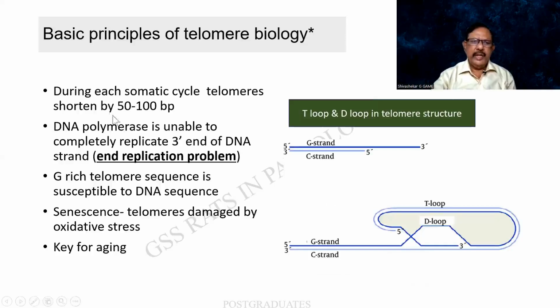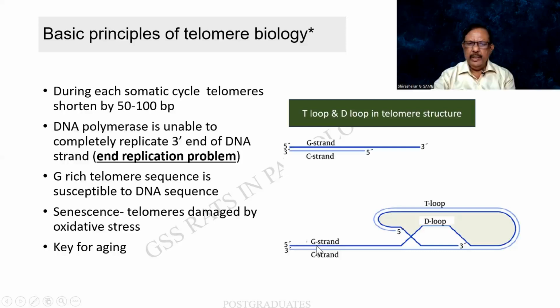So during each of the cycle, you find that there is a shortening of the telomere by this particular unit. Normally it is about 50,000. So a small amount will be shortened. And the DNA polymerase is unable to completely replicate. The G-rich telomere sequence is susceptible to damage. Senescence means in old age, the telomeres are being completely damaged. One of the causes can be oxidative stress.